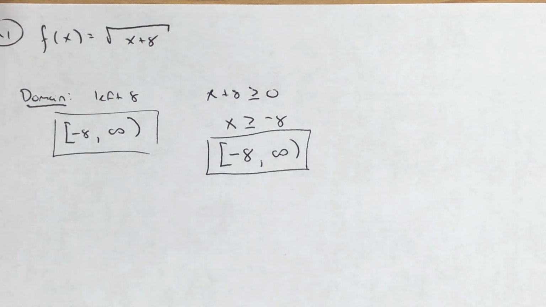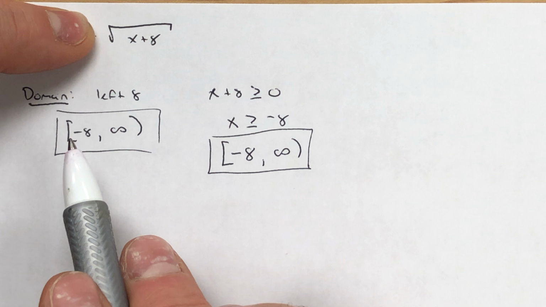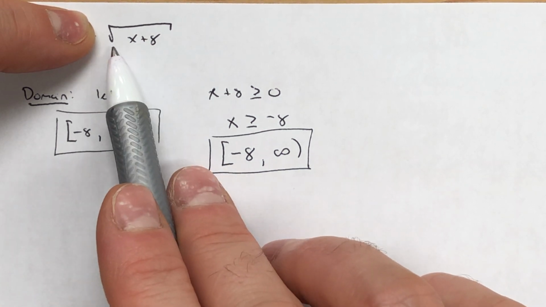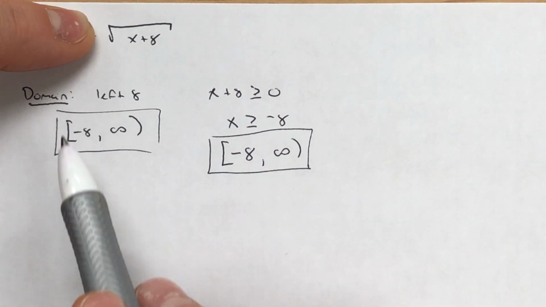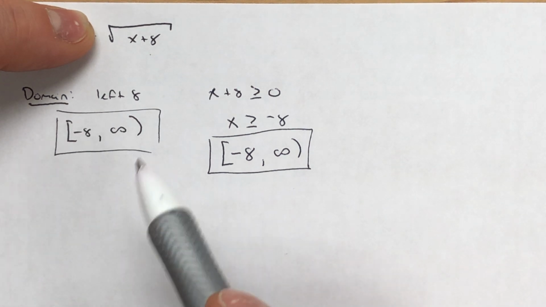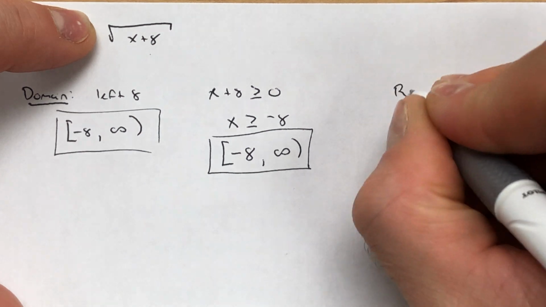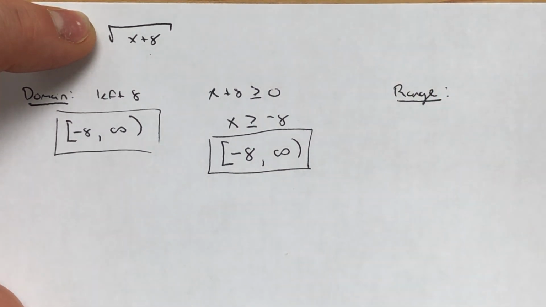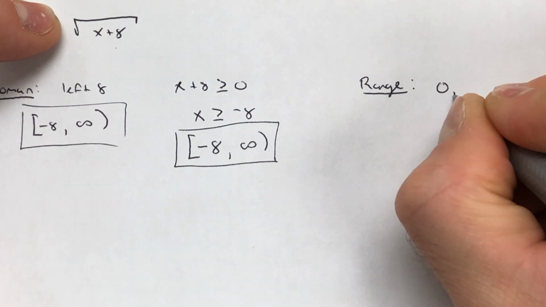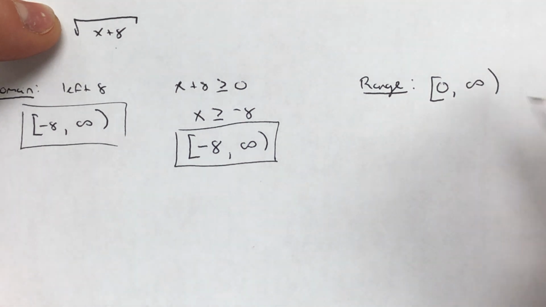The second thing that we're going to look at is the range. If I plug in any of these values, let's say negative 8, I get negative 8 plus 8 is 0, square root of 0 is 0. If I plug in negative 7, negative 7 plus 8 is 1, square root of 1 is 1. So 0, 1, it looks like I'm counting upward. So the range is going to be that minimum value, which is 0, all the way up to infinity. It might take us a while to get to infinity, but we'll get there.